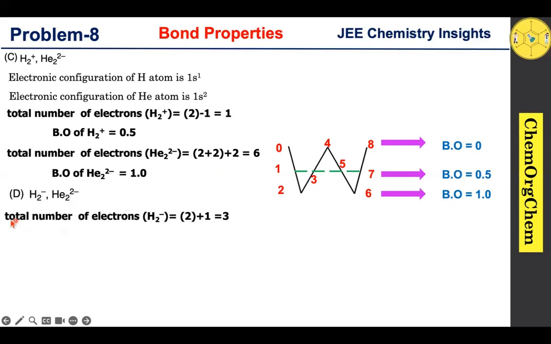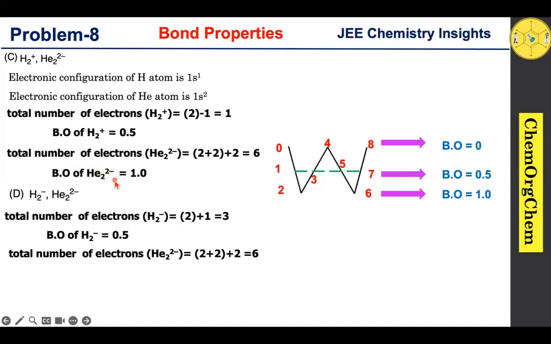Next, moving on to our final option, which is H2 minus and He2 minus. Let's calculate the total number of electrons present in H2 minus. Here 2 hydrogen atoms, so 2, and 1 negative charge means we need to add 1 electron. So 2 plus 1 equals 3. 3 is here in this diagram. The bond order of H2 minus is 0.5. Next, moving on to He2 minus, we have already calculated the bond order of He2 minus, which is 1.0.